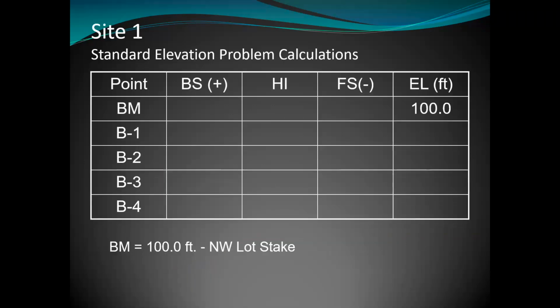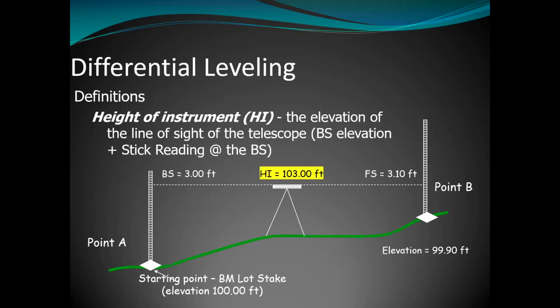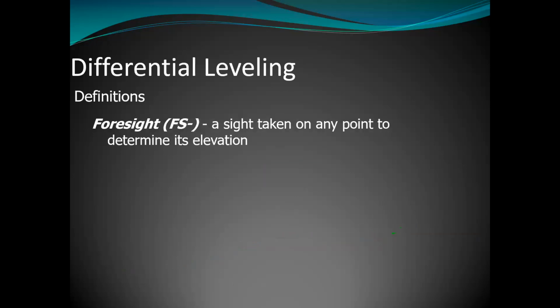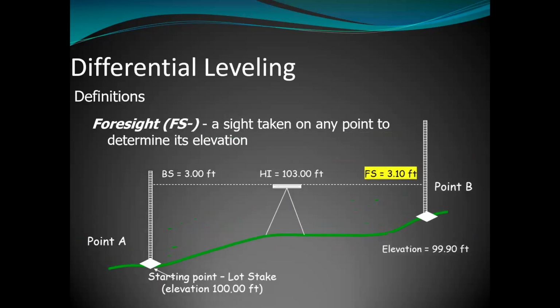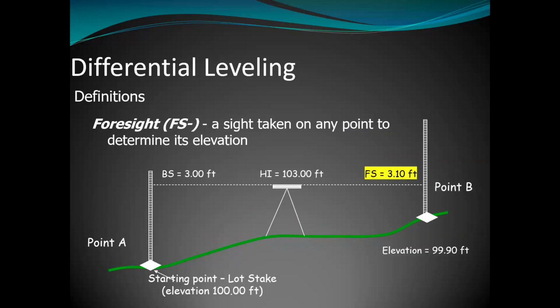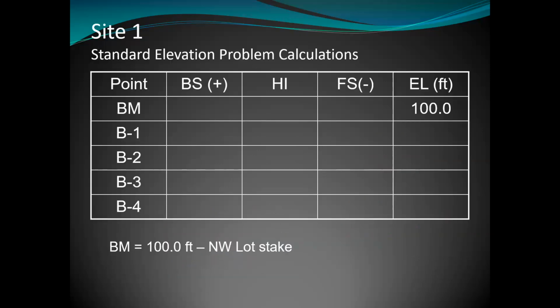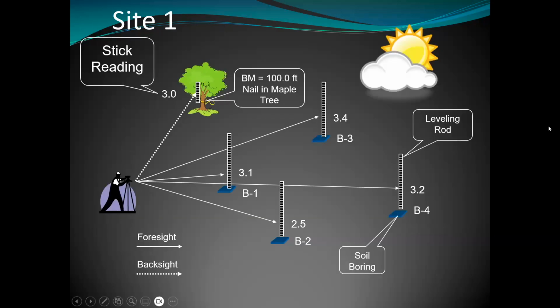So how to do this? This is a little table for us to put out. Our backsight to our benchmark is 3. Height of instrument is now 103. Then for each of our different sites going forward, if we're reading 3.1 on the foresight, we subtract that off of our height of instrument, and we're at 99.9. So once we've done one backsight, everything else that we look at, we're subtracting off of that 103, our height of instrument.